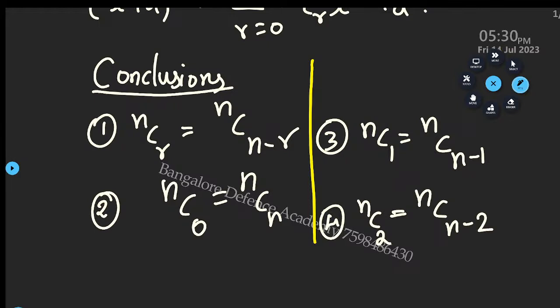Written? Yesterday whatever I told you, it's the same thing. The first term and the last term will be equal. The second and the second last will be equal. Okay, so this is in the form of formulas now.